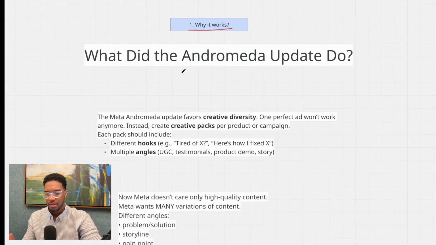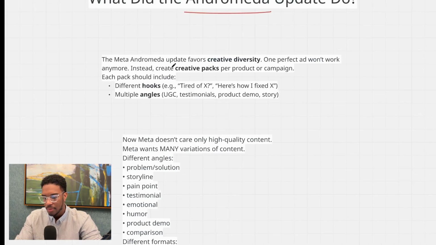Before we get into what his strategy actually looks like, I want to break down why it works in the first place. About 6 months ago, Meta dropped the big Andromeda update, which changed Meta ads from being target heavy to really creative heavy. So with the new Andromeda update, Meta now favors creative diversity, and one perfect ad won't work anymore. Instead, creative packs per product or campaign.